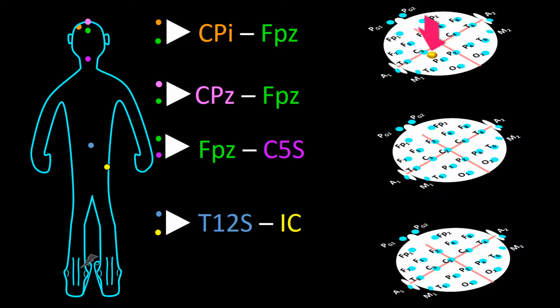The electrode signaled by the arrow corresponds to CPI, in virtue of its location in the 10-20 system arrangement and being on the same side of the stimulus. The electrode indicated by the arrow corresponds to FPZ. The electrode indicated by the arrow in this frame corresponds to CPZ.